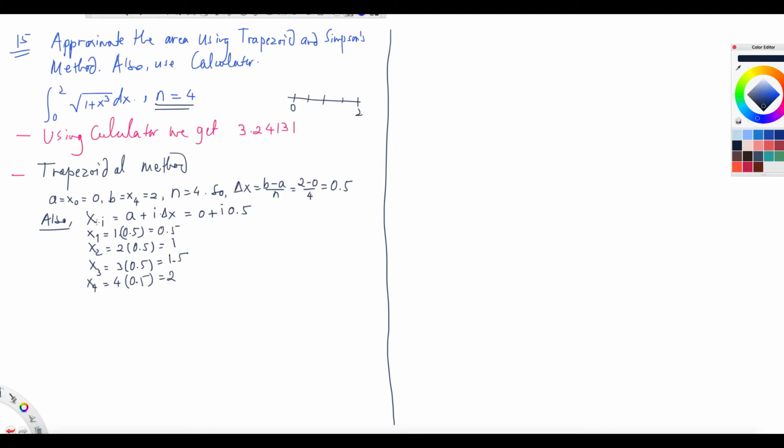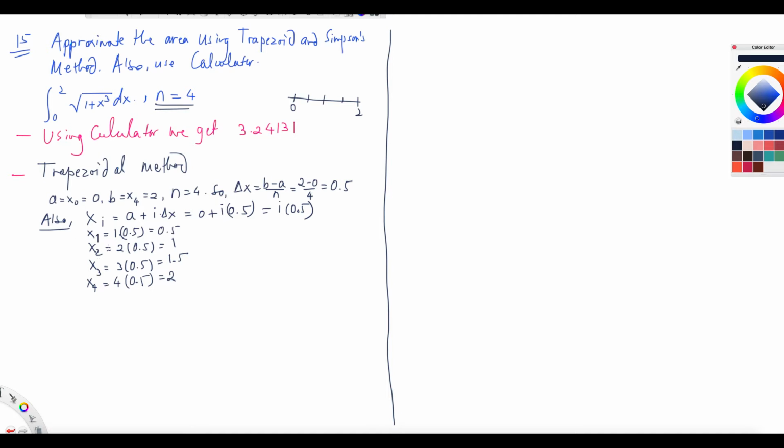So how do I find that? The formula for x sub i is a plus i times delta x. a is 0, plus i times delta x, which is 0.5. So it is basically i times 0.5. That is the value of x sub i. So what is x1? Just replace i by 1, you get 0.5. x2, replace i by 2, you get 1. x3, replace i by 3, you get 1.5. And x4, replace i by 4, that will be 2.